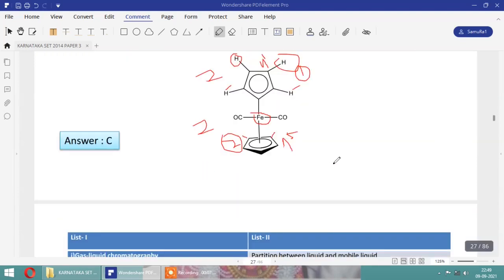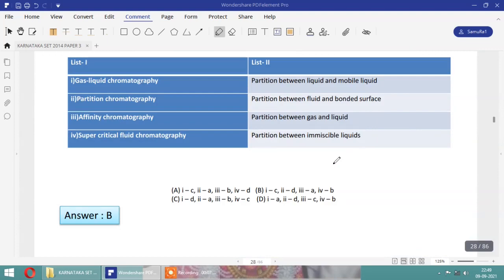Next question. Match the following. Question number 21. Match the following. Gas liquid chromatography is a partition between gas and liquid. You all know that. And the second one, partition chromatography is a partition between immiscible liquids. And the third one, affinity chromatography is a partition between a liquid and a mobile liquid, that is liquid and liquid. It is called affinity chromatography.